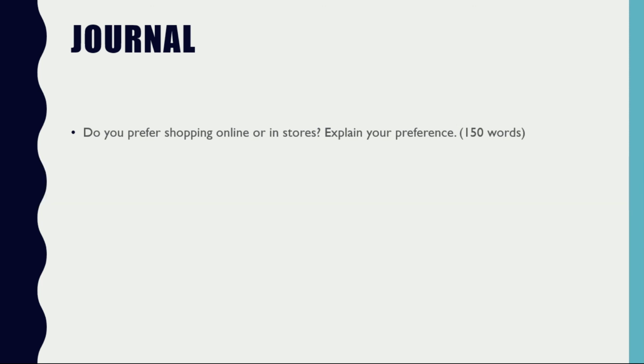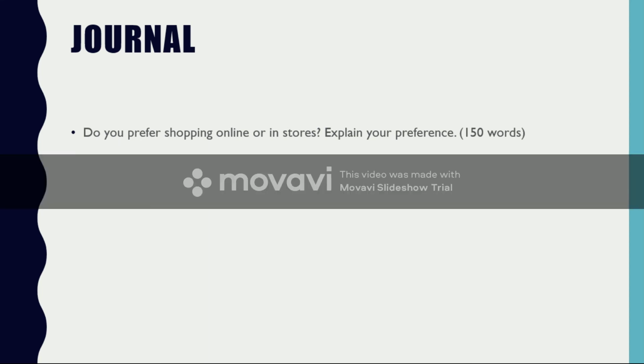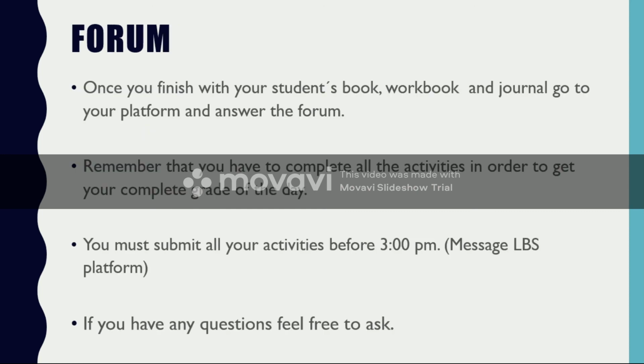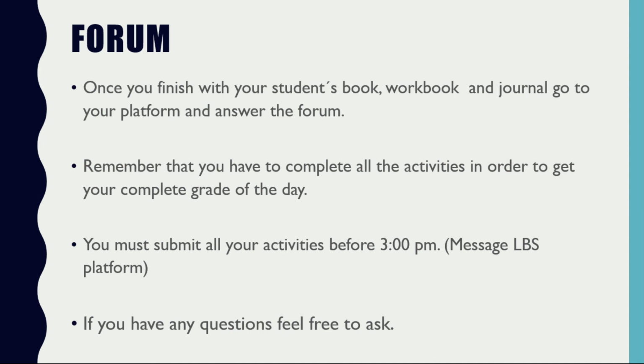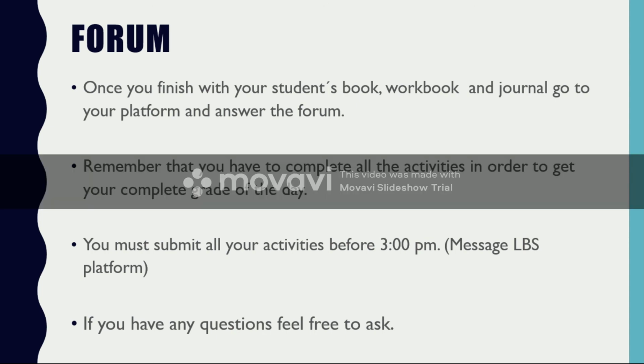When you finish your workbook activity, you will go to your journal and answer the next question: Do you prefer shopping online or in stores? You have to explain your preference in 150 words. Okay, for today the last activity will be the forum. When you finish your student's book, workbook and journal, you will go to your platform and answer the forum. Remember that you have to complete all the activities in order to get your complete grade of the day.